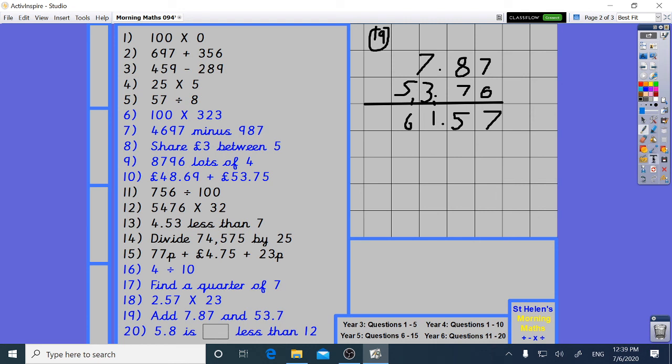Nice and straightforward. Number 20 is really, really nice. You just have to look at it and go, that's such a nice number. 5.8 is something less than 12, so it's the same as saying 12 minus 5.8. How much do I need to add to 5.8 to get to 12? Well, if I add 0.2, it'll make 6. When I add 6 to 6, I get 12. So the answer, and there's really no working out needed, 6.2.